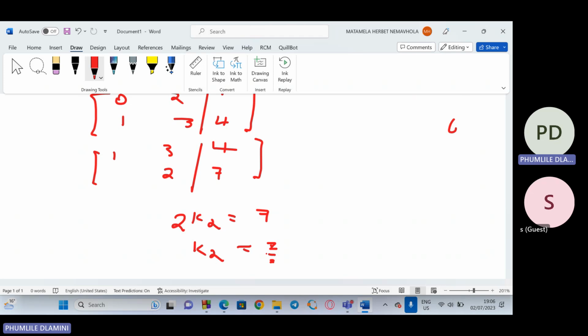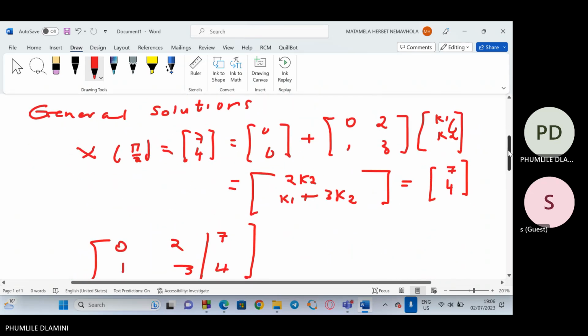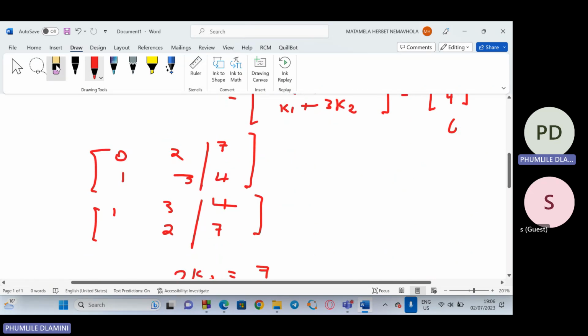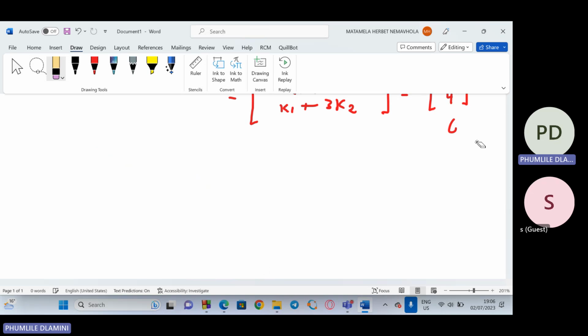When our k2 is 7 over 2, let me check something. Oh, yes, there is some error that I made here. So now, we must not use this 7 over 2, it is 7 over 4 now.